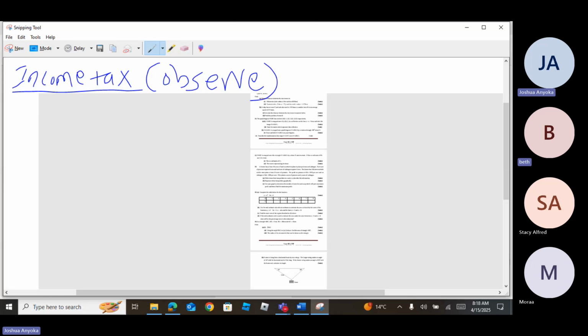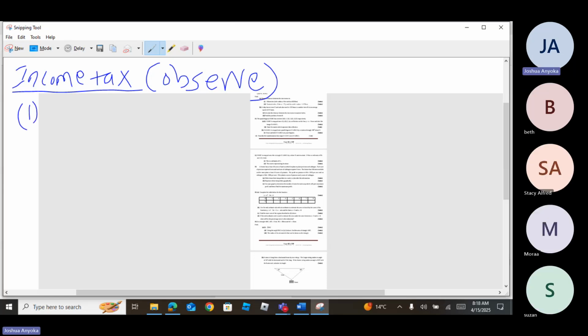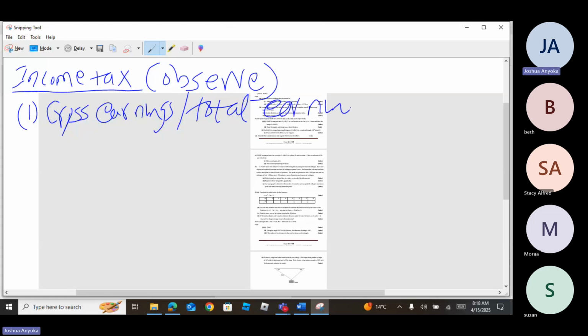You must know the following. Number one, you must know the gross earnings. Gross earnings is the same as total earnings. How much is this person earning? Number two, we are supposed to know the process of calculating taxable income.